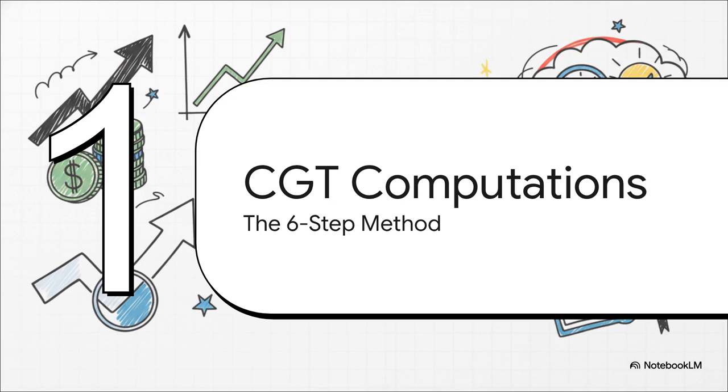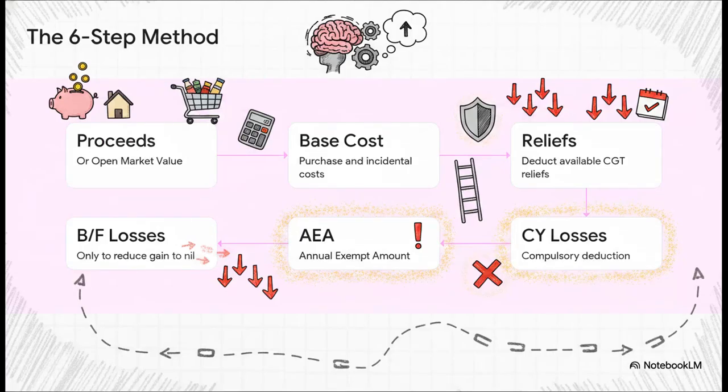Moving right along to Section 2, step-by-step CGT computations. Listen, this is the mechanical engine of the whole chapter. Sticking to this exact sequence is absolutely mandatory for the exam. Please do not improvise here. I highly recommend writing these 6 steps down. Step 1, always start with your proceeds, or the open market value if it's a gift.